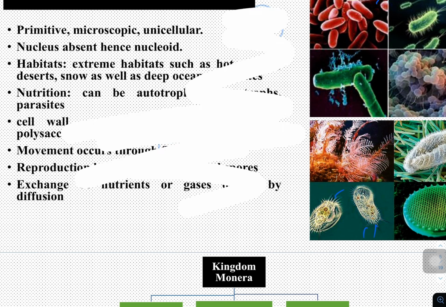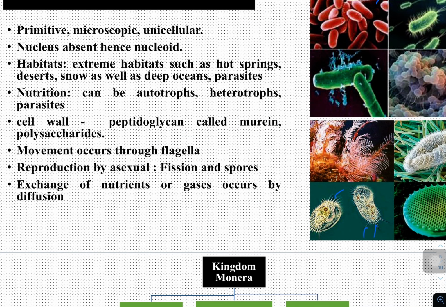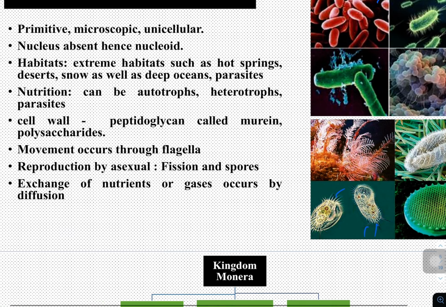In all the asexual reproductive methods, there is only one type of cell division, and that is called mitosis. In all asexual reproduction, mitosis cell division takes place. Okay, so these are some of the basic characters of kingdom Monera.